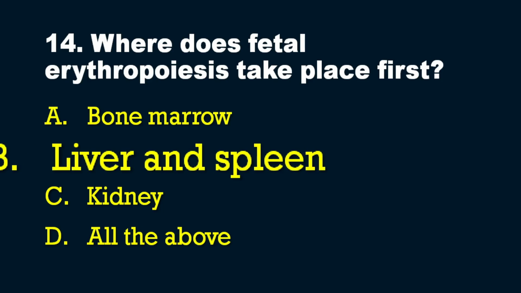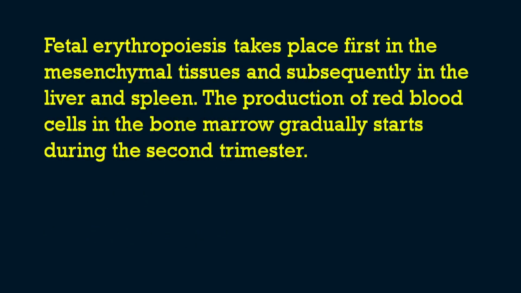Okay. So what is erythropoiesis and how is it happening in the fetus? Fetal erythropoiesis takes place first in the mesenchymal tissues and subsequently in the liver and spleen. The production of RBC in the bone marrow gradually starts during the second trimester. So the initial areas are the mesenchymal tissues and then the liver and the spleen.